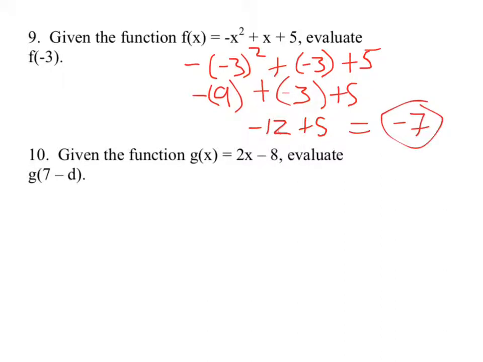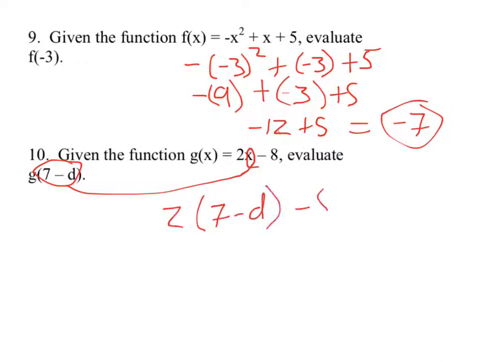Ta-da! And now we have another function, and we need to evaluate at 7 minus d. So right here, whatever you see in the parentheses is what's going to go in for the x. And so we have 2 times 7 minus d, and then minus 8. And now you just need to multiply that through, because we're trying to simplify it down. Make sure you simplify things if you can. You'll get 14 minus 2d, and then we've got minus 8.